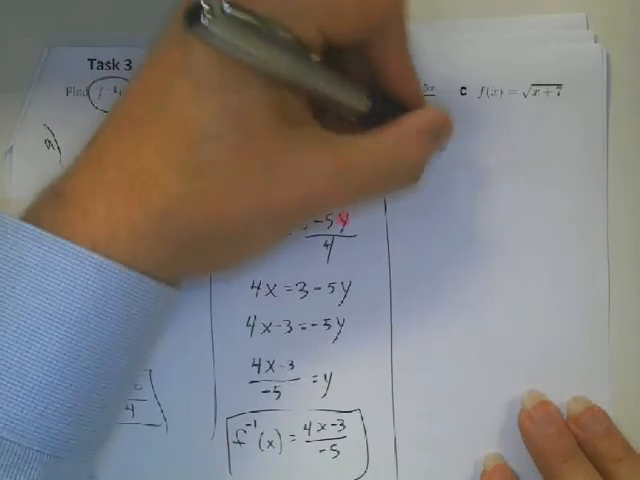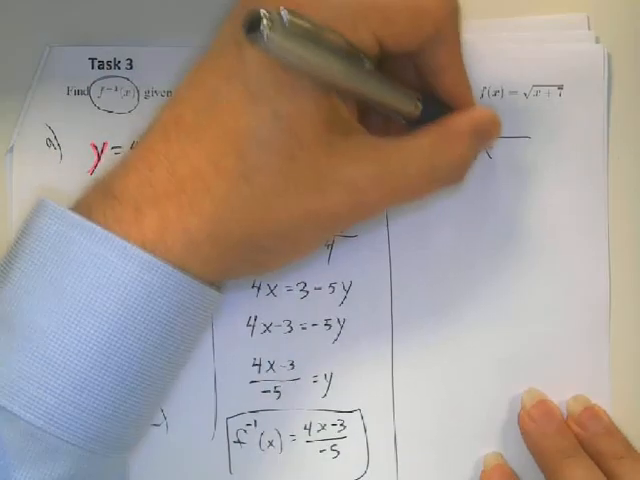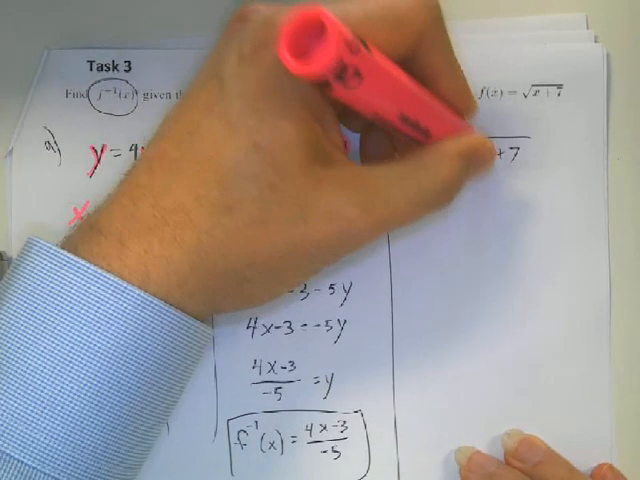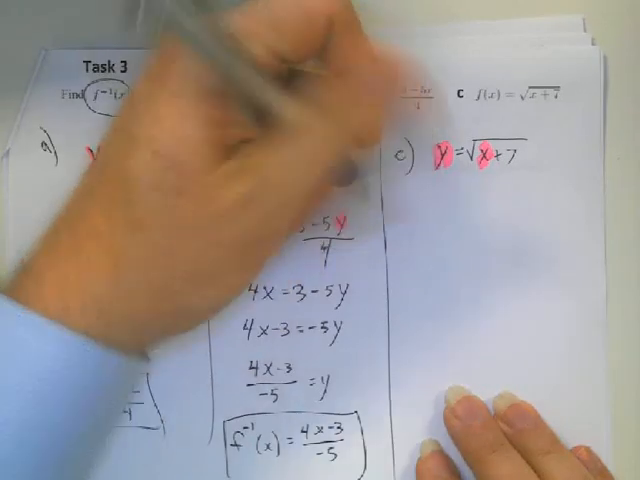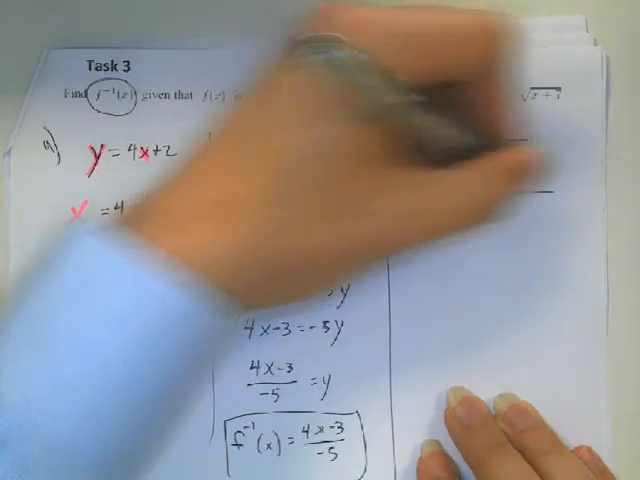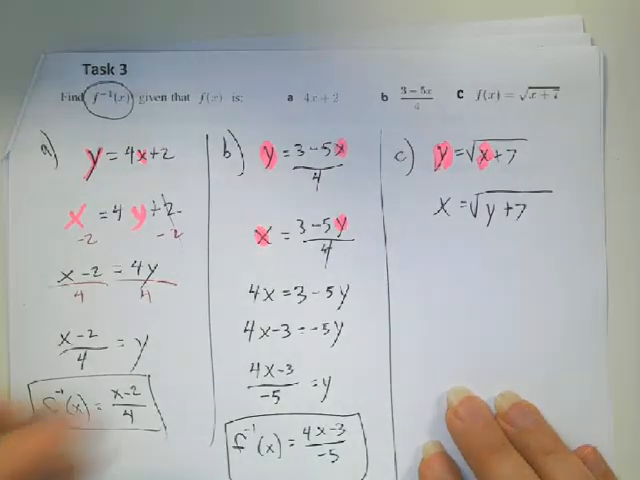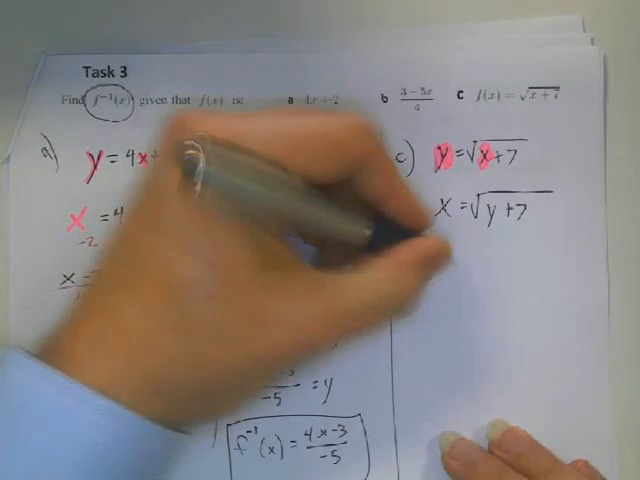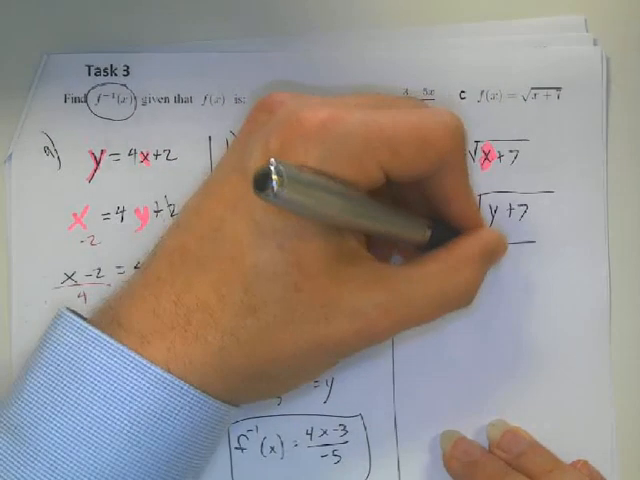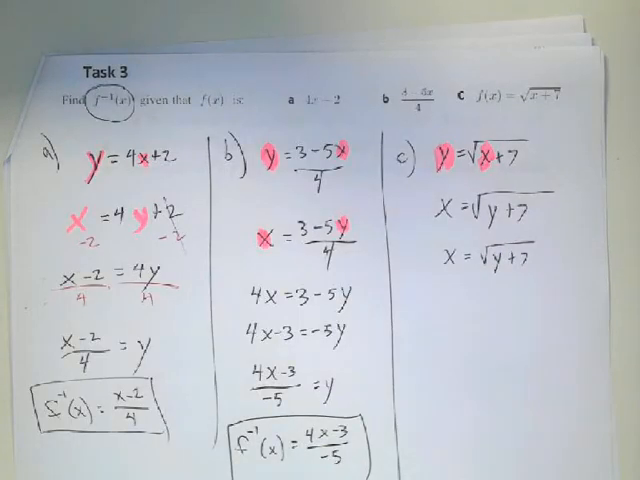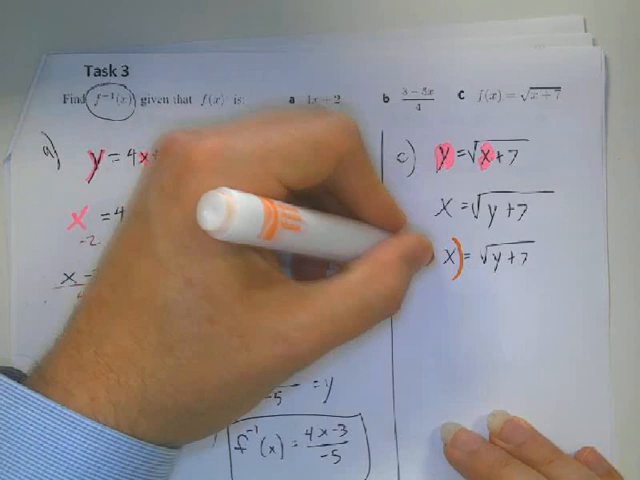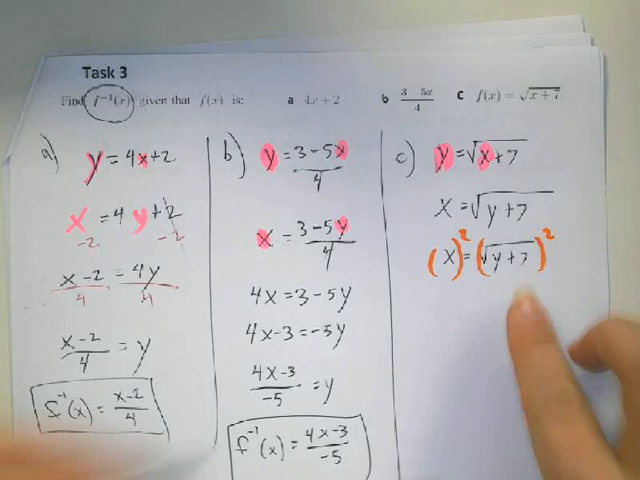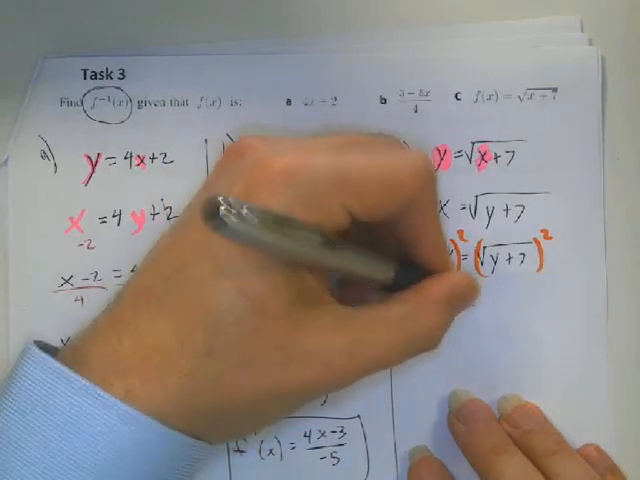Okay, so here we have y equals the square root of x plus 7. As I said before, we're going to turn this into an x and turn that into a y. And so now I have x equals the square root of y plus 7. So in order to solve for y, what I recommend is we're going to square both sides. That's going to get rid of our square root here. And so now I have x squared equals y plus 7.